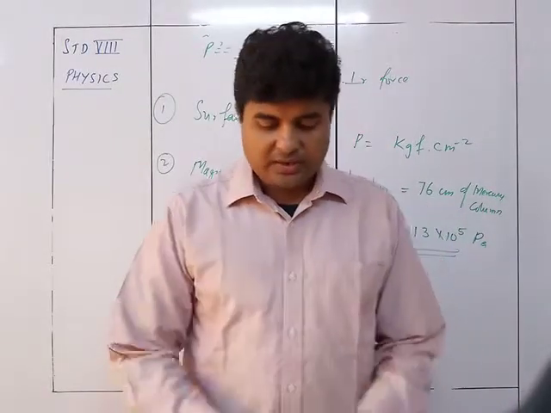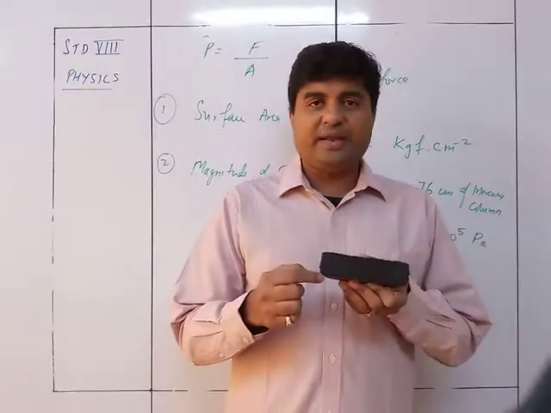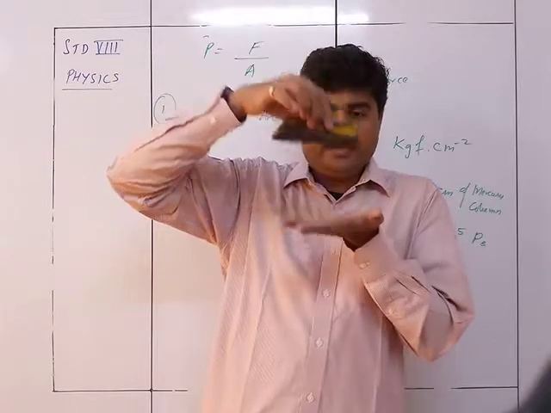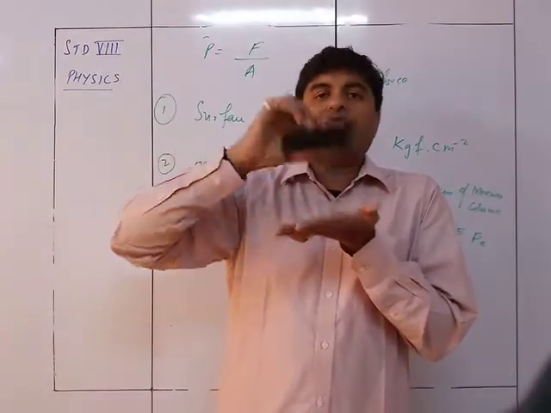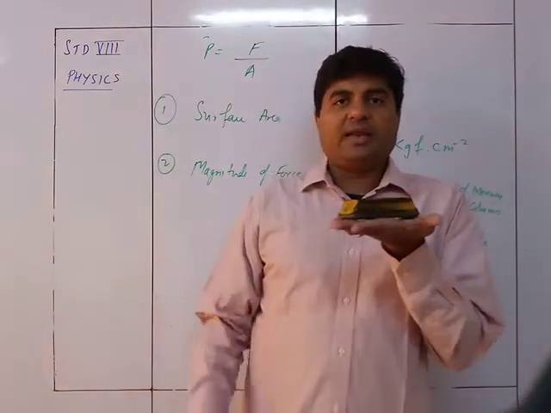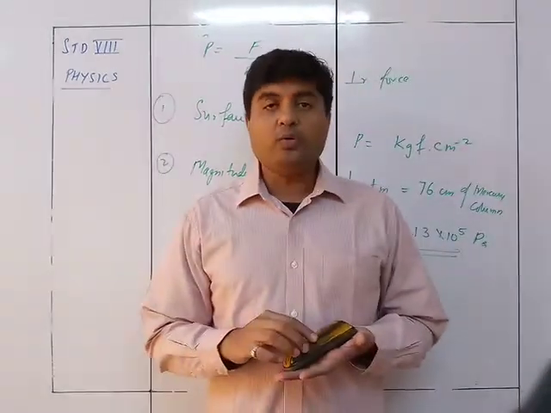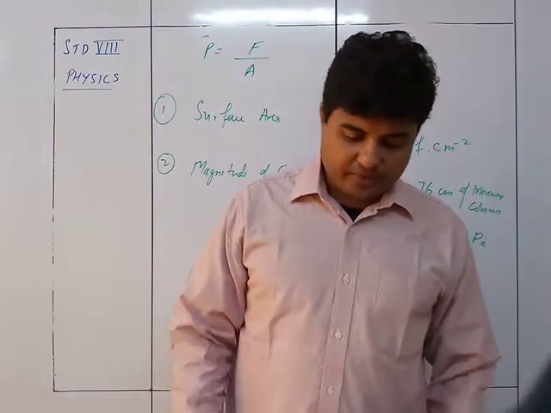Okay, so let's consider that this is 40 and this is 20. So 40 into 20, when it is acting like this, the complete weight is 10 kg. So 10 kg upon 40 into 20, that is 10 kg upon 800 centimeter square. That's 0.0125 kg per centimeter square.